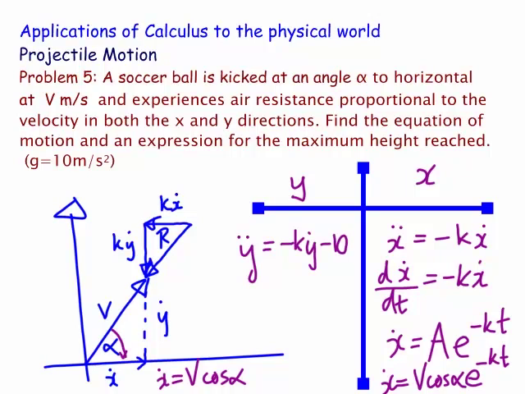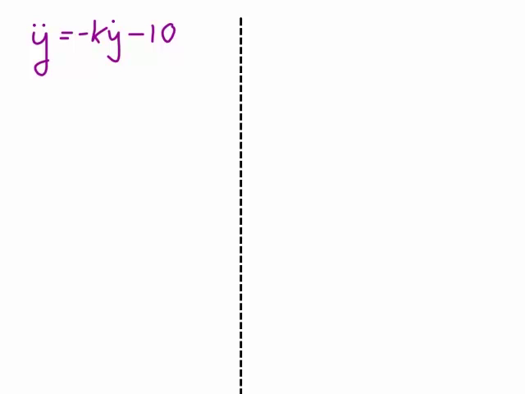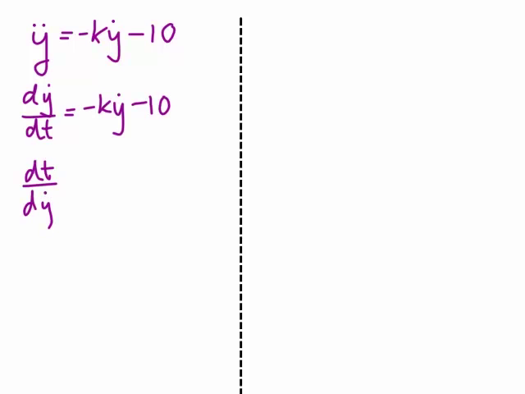Now, y dot is going to get a little bit more complicated because we need to solve this differential equation as well, this one for y dot. So what are we going to do? Well, let's have a look. d(y dot)/dt equals minus k y dot minus 10. Let's turn it upside down, take the reciprocal on both sides if you like. dt/d(y dot) equals 1 over negative k y dot minus 10.